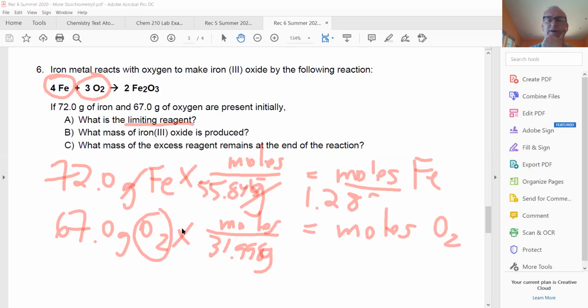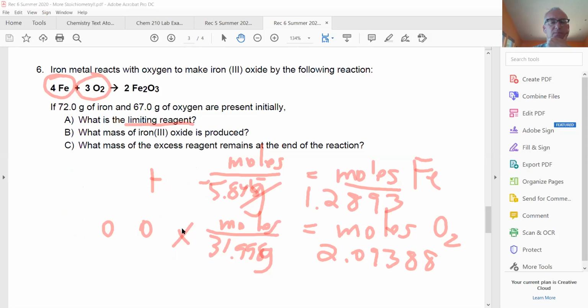1.2893. 2893. Okay, and oxygen. 2.09388. Okay. So now I got moles of each one. But I still don't know which one's limiting. What's the definition?